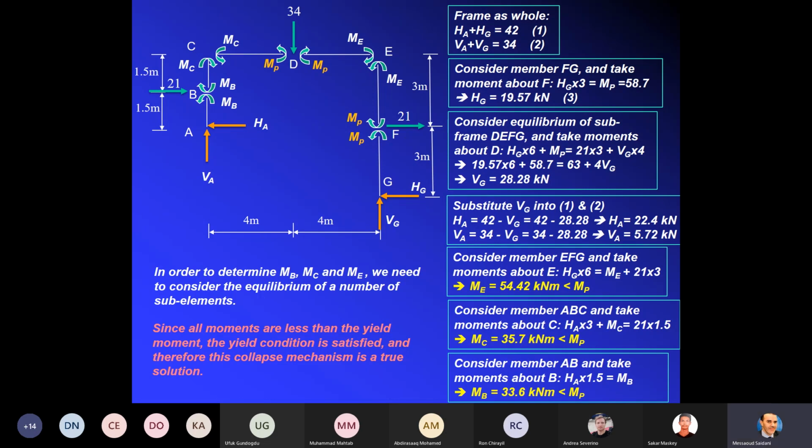Any questions at all, please? Yes, sir. Can you tell us again why we don't need to consider the combined mechanism for the beam AC? Because it will give you an extra hinge at C. So you will have 3 hinges, more than you need.